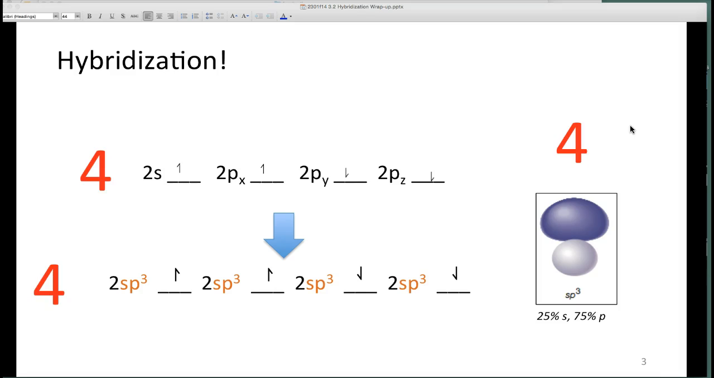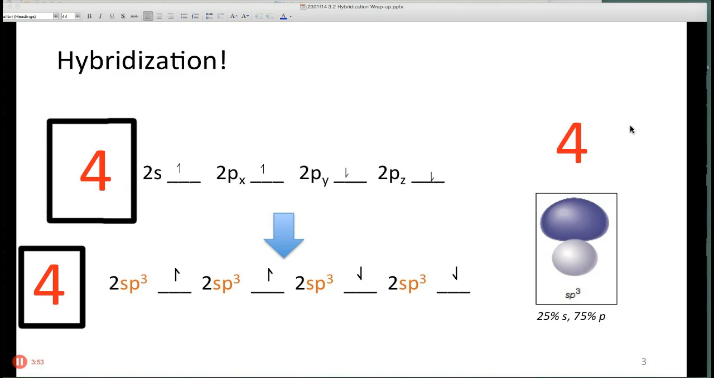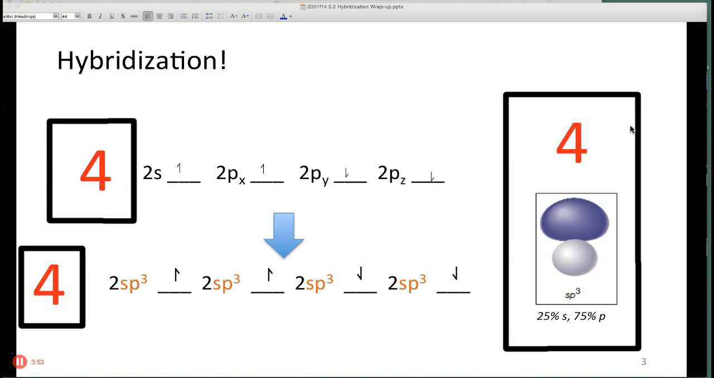Very important that you understand that I start out with 4 atomic orbitals. I throw them into the blender, and I end up with 4 atomic orbitals, and all 4 of them look exactly the same. So that's hybridization.